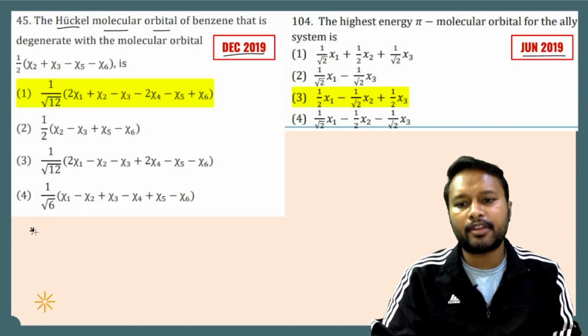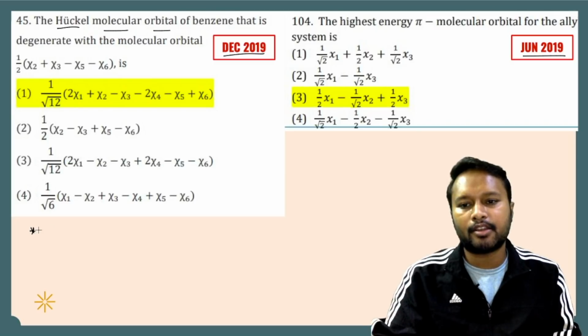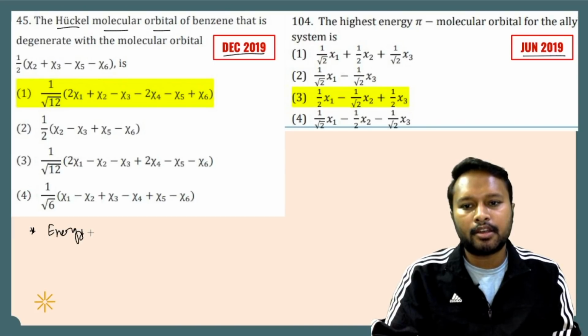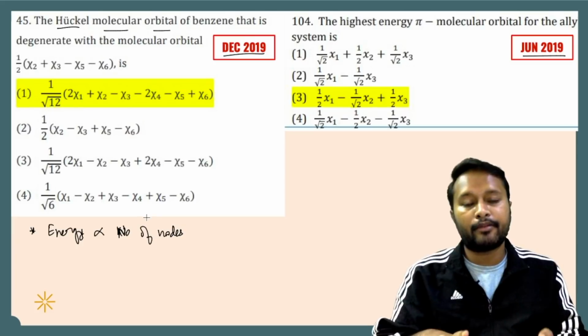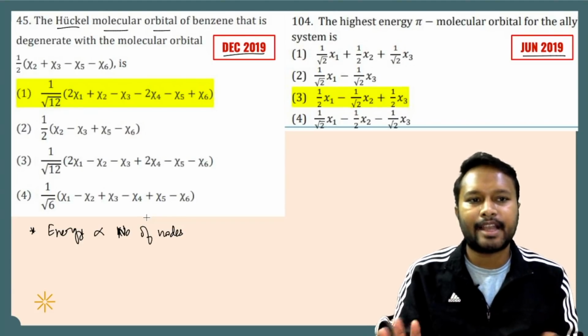So the concept of energy is that in a wave function or molecular orbital, how do you find out the energy? Basically, energy depends upon the number of nodes. So if you have the same number of nodes, in that case you will have the same amount of energy. It's as simple as that.